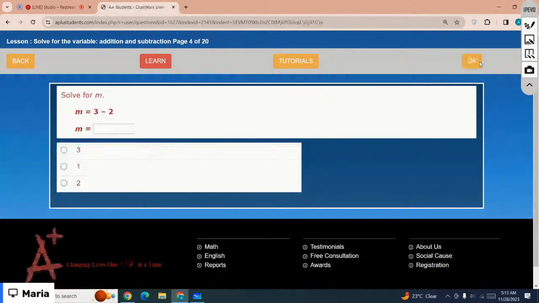Okay, the next is m equals 3 minus 2, which is the correct option. The correct one is 1. Very good. Okay, the next one is m equals 2 plus 4. So the correct option is 6.